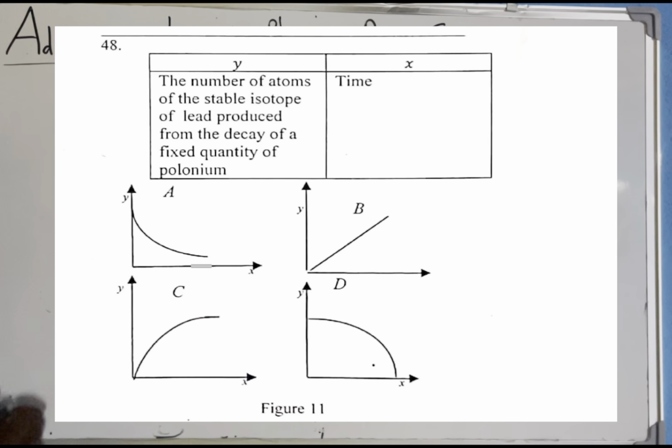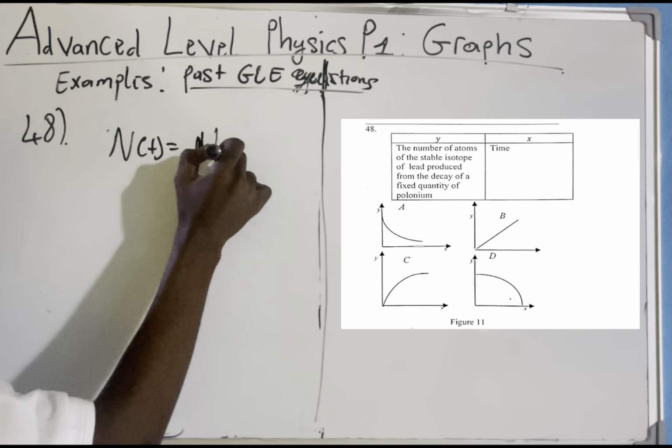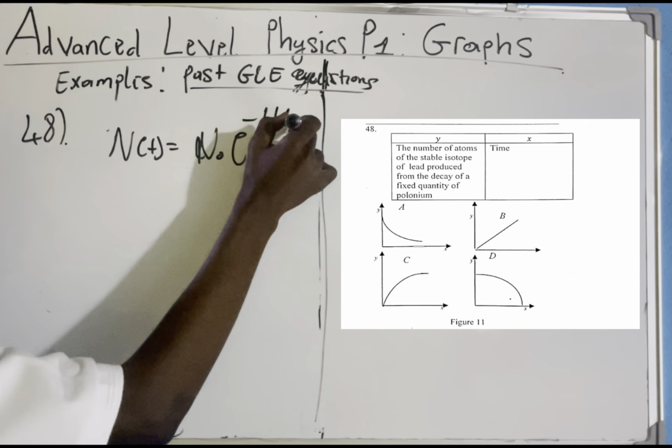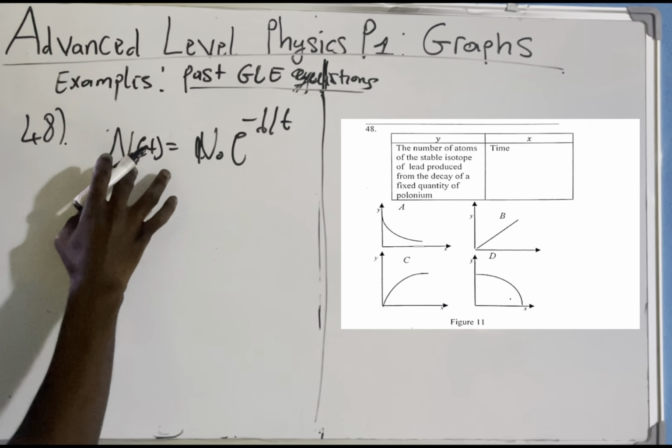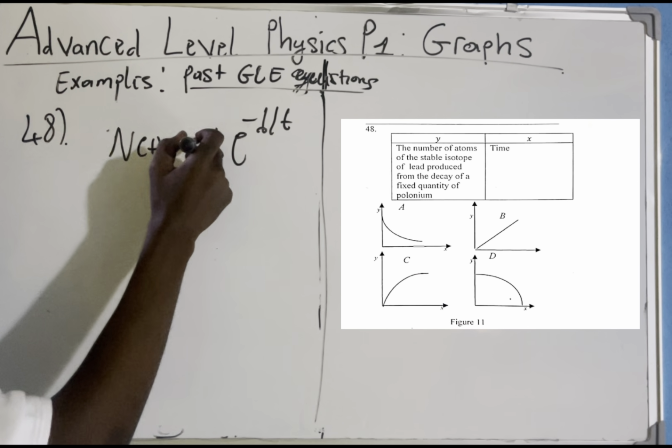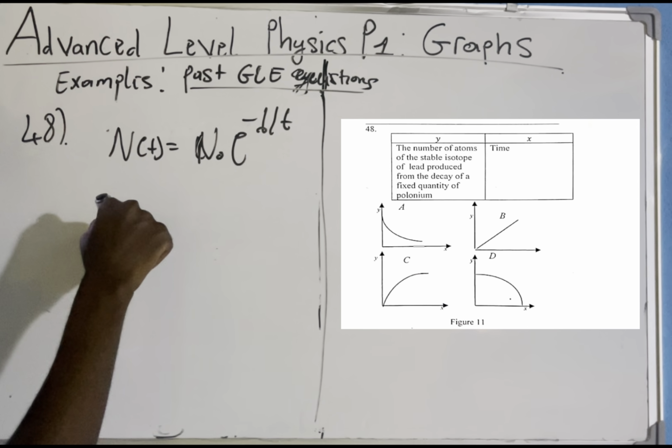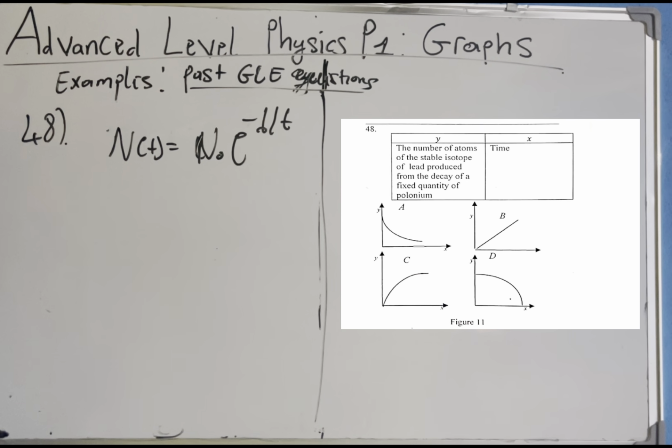Let's move to question 48. 48 is saying that Y here represents the number of atoms of the stable isotope of lead produced from the decay of a fixed quantity of polonium, while T is time. You should understand that N(t) here is the decay equation, the decay curve, and N(t) represents the number of atoms of polonium left.